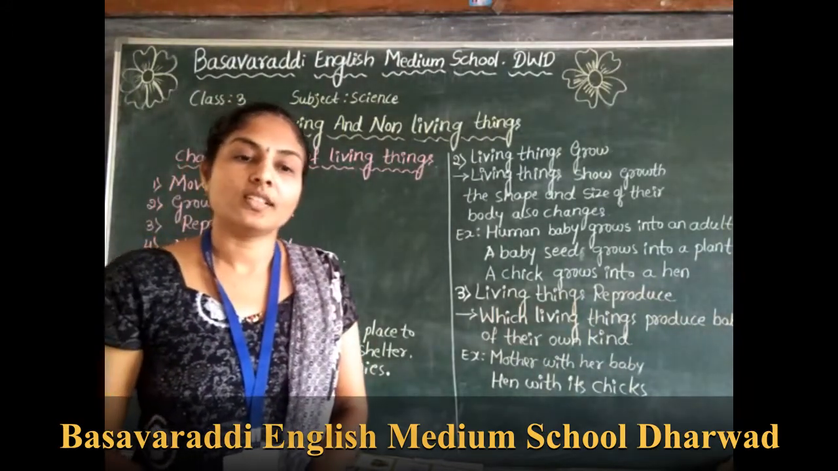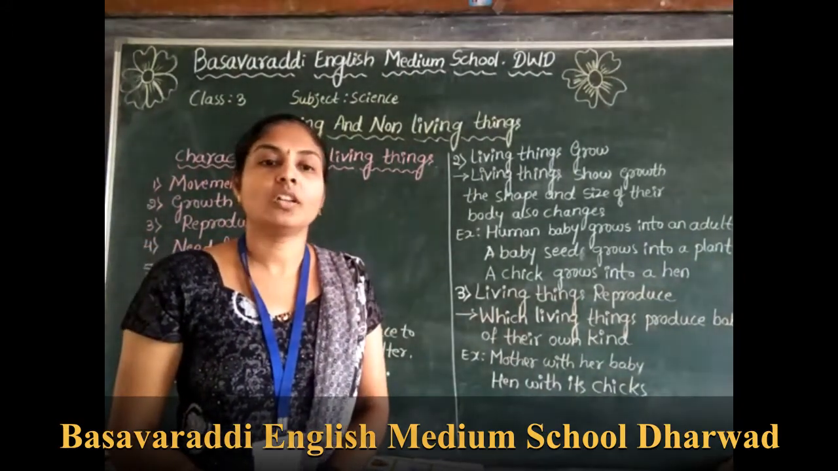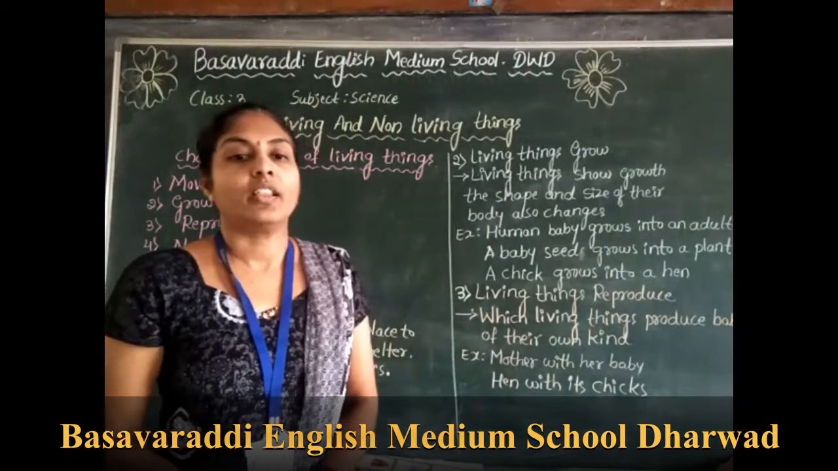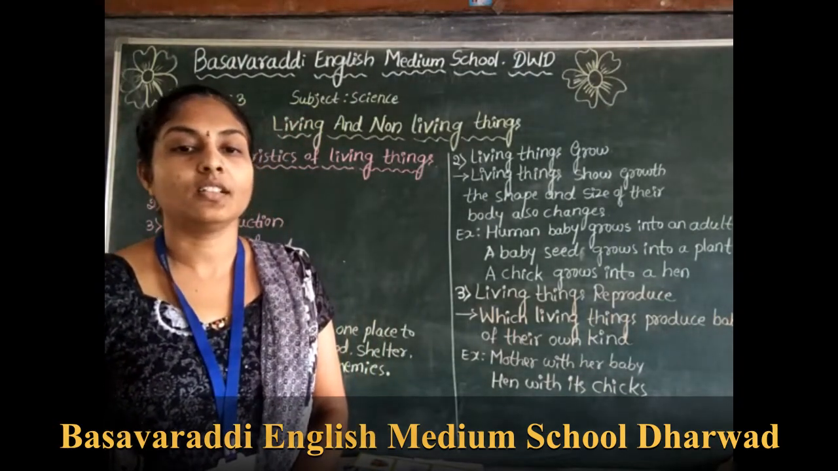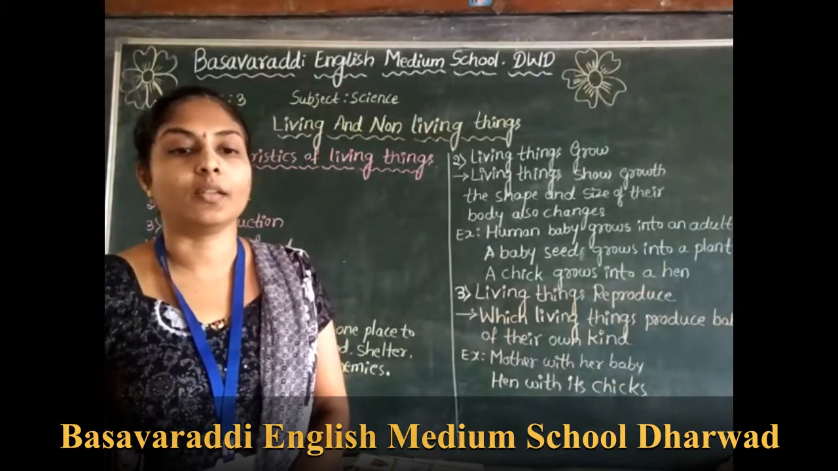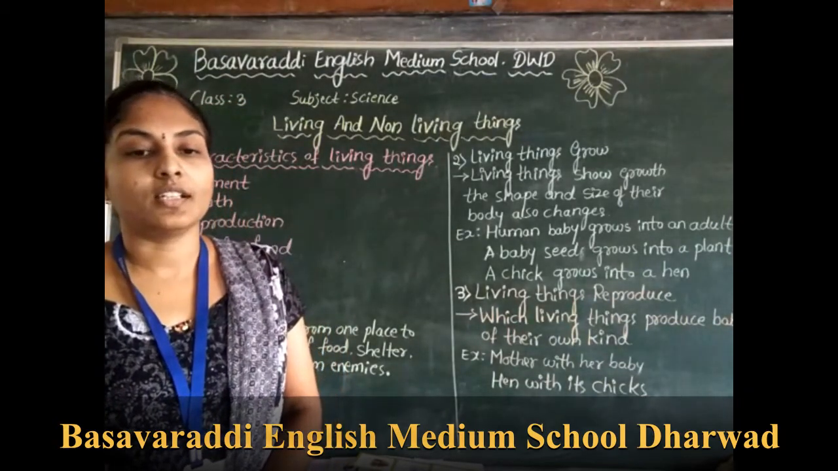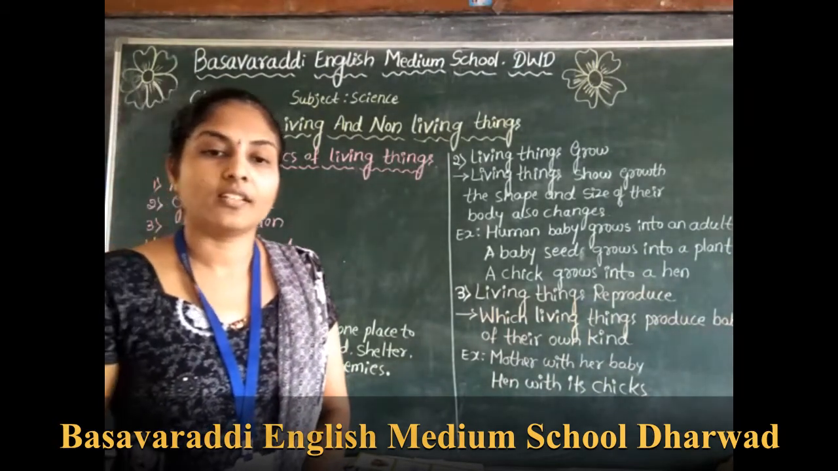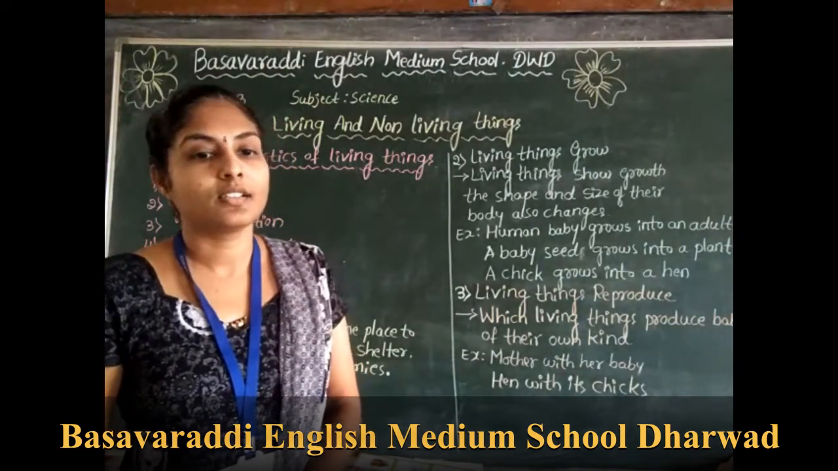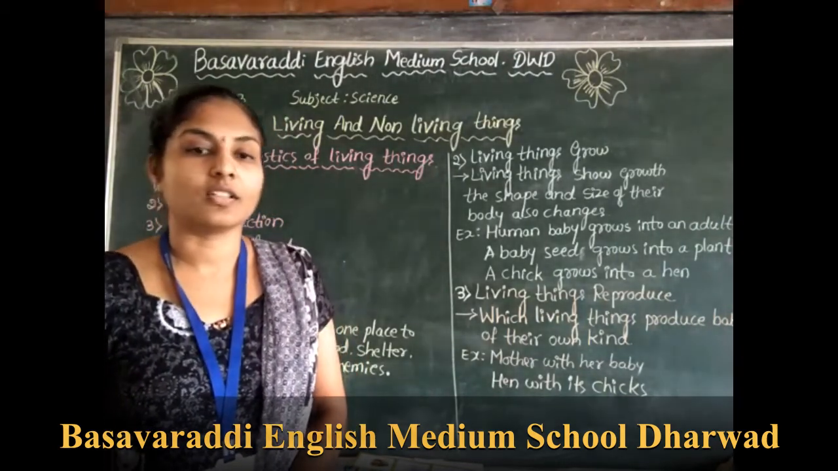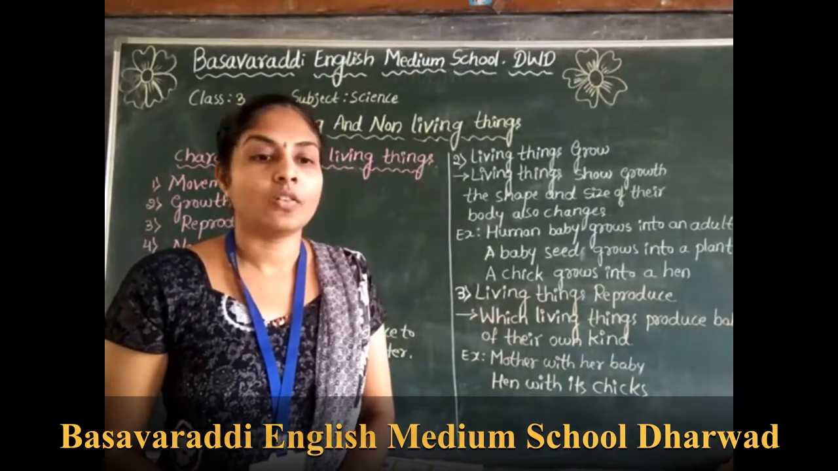The next one is, what are the non-living things? Non-living things means things that do not have life in them are called non-living things. For example, vehicles, igloo, hut, bedland. These are all examples of non-living things.